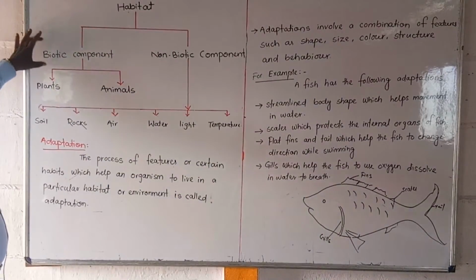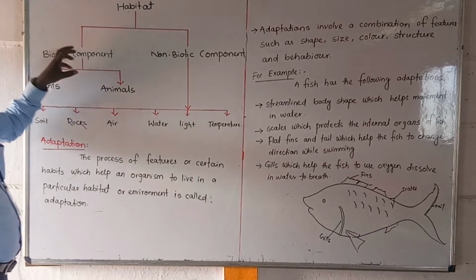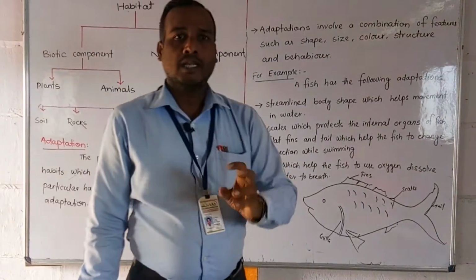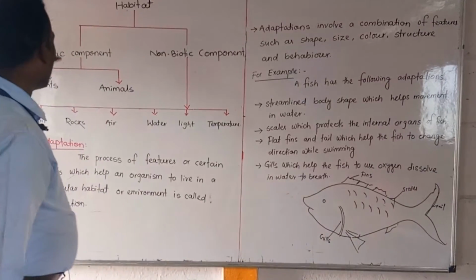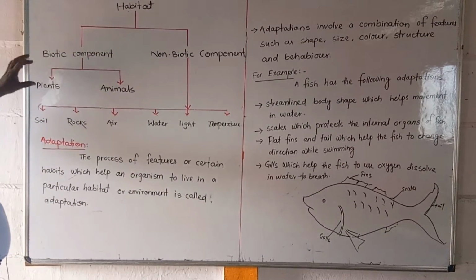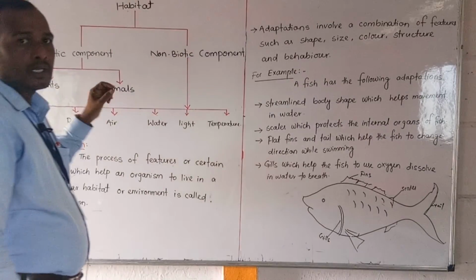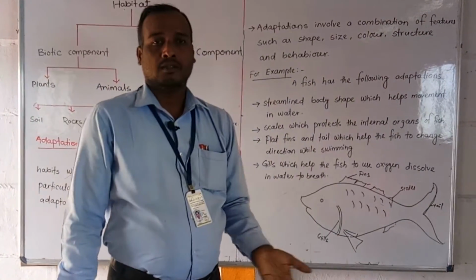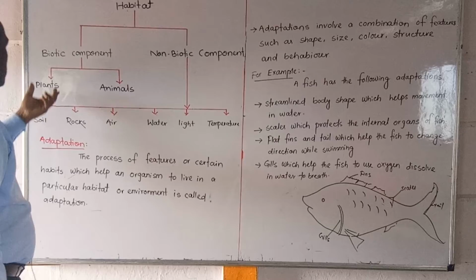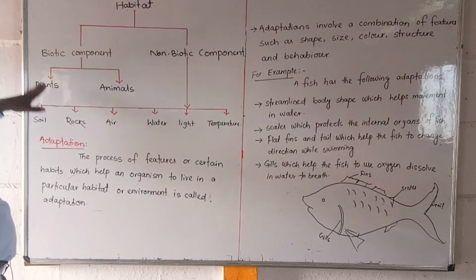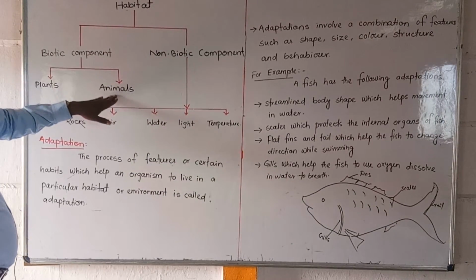What is a biotic component? That means living components. Bio means living, life. So biotic components means plants and animals. These are also components that are included in the habitat, the plants as well as the animals.